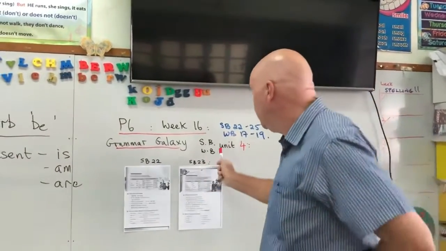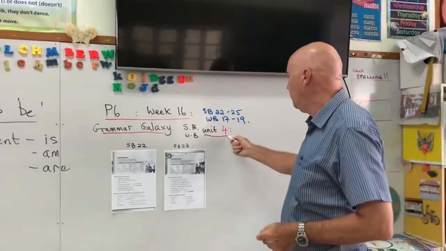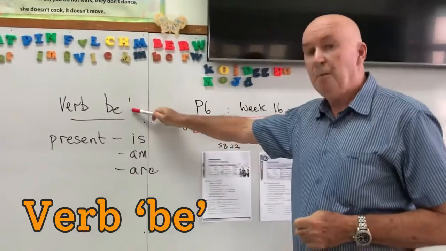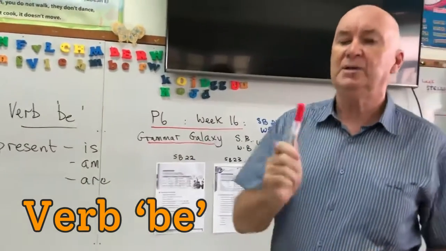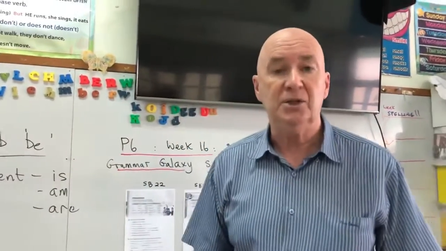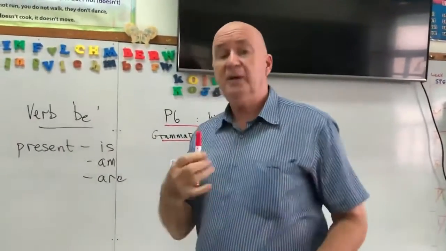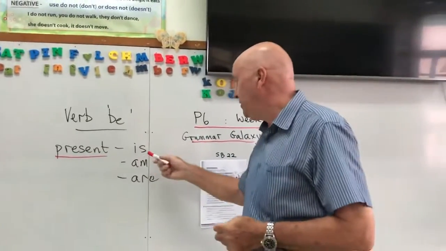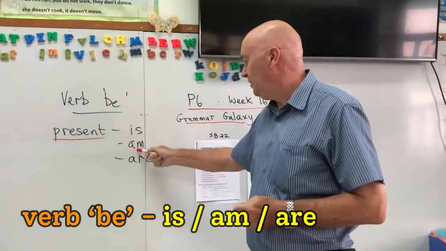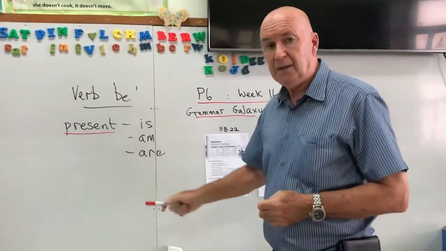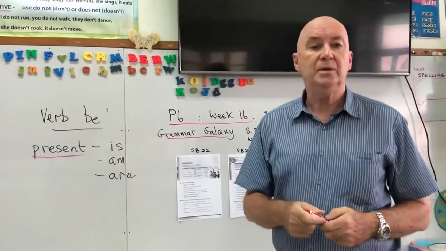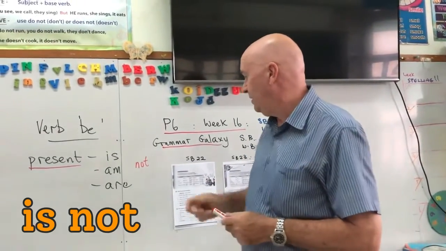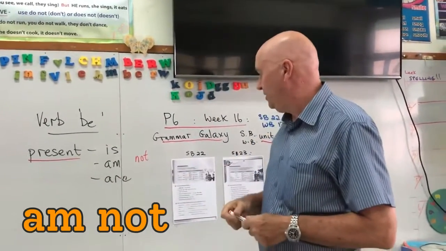Okay, so this part, Unit 4 in the student book and the workbook, is all about the verb be. The number one verb in English. If we're talking about now, what we call the present, today, then of course the verb be takes the form is, or am, or are. And if we want to say no, using the verb be, then we always put not after it. Is not, are not, or am not.